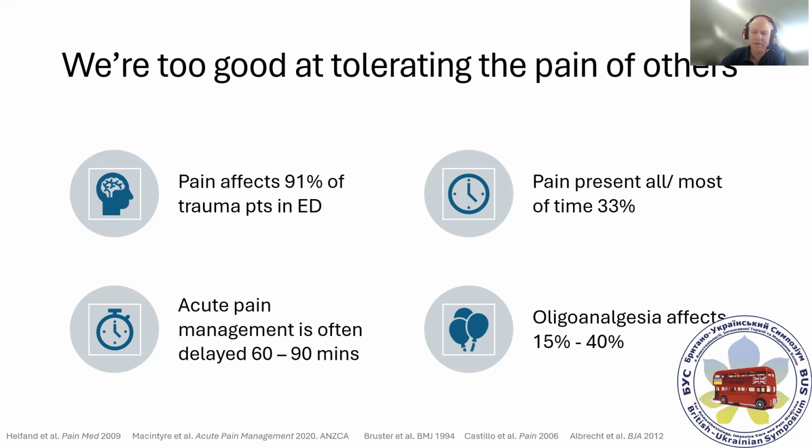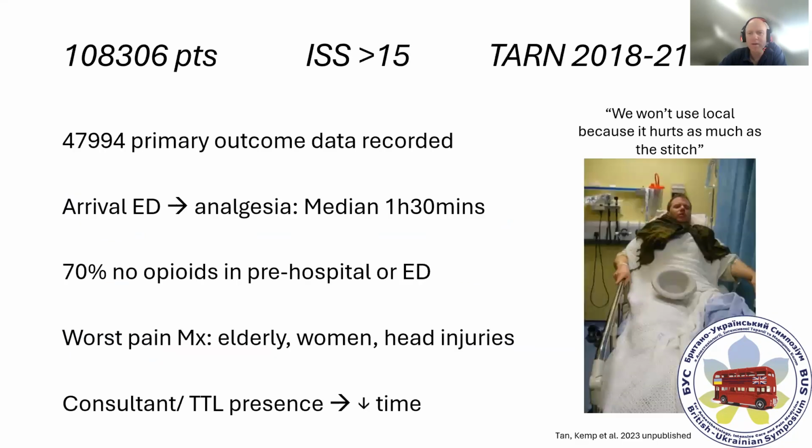And you can accuse me of a lot of this data being old, but this data isn't old. It's from 2018 to 21 in the UK, just prior to or peri-COVID, and they looked at over 100,000 significantly injured patients, of whom 50,000 had adequate data. And you can see that the median time from arrival in the emergency department to adequate analgesia was 90 minutes. 70% of patients didn't get an opioid, either in the pre-hospital setting or the emergency department. And the people who got the worst pain management were those who are typically disadvantaged for various reasons of health inequality in the UK anyway, the elderly and women.